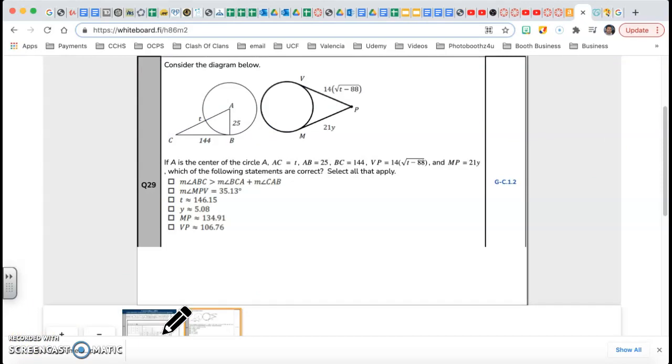Okay, let's tackle question 29. Consider the diagram below. Circles with a bunch of lines. All right, crazy stuff. Let's read. If A is the center of the circle, AC equals T, AB equals 25.